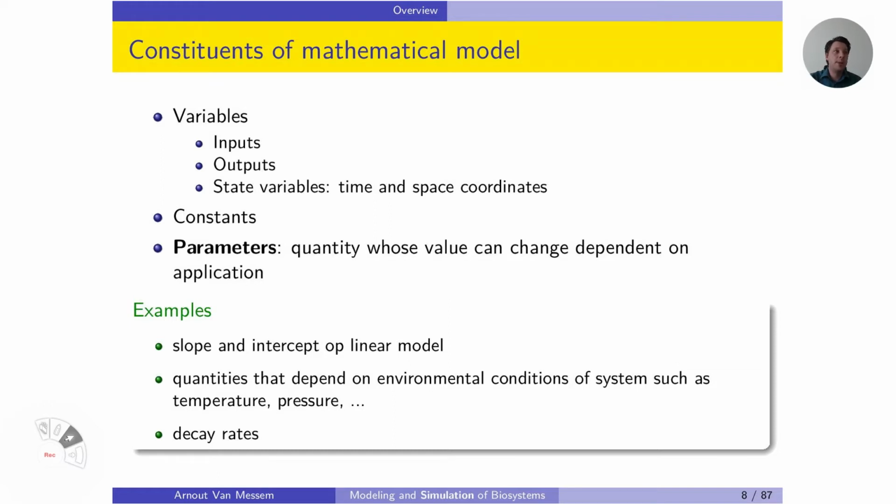Inputs usually depend on the state variable. So they depend on the location given by the space coordinates and the time at which they are taken. And then finally, you have the output variable, the quantity of interest that we are trying to model in function of the input variables.